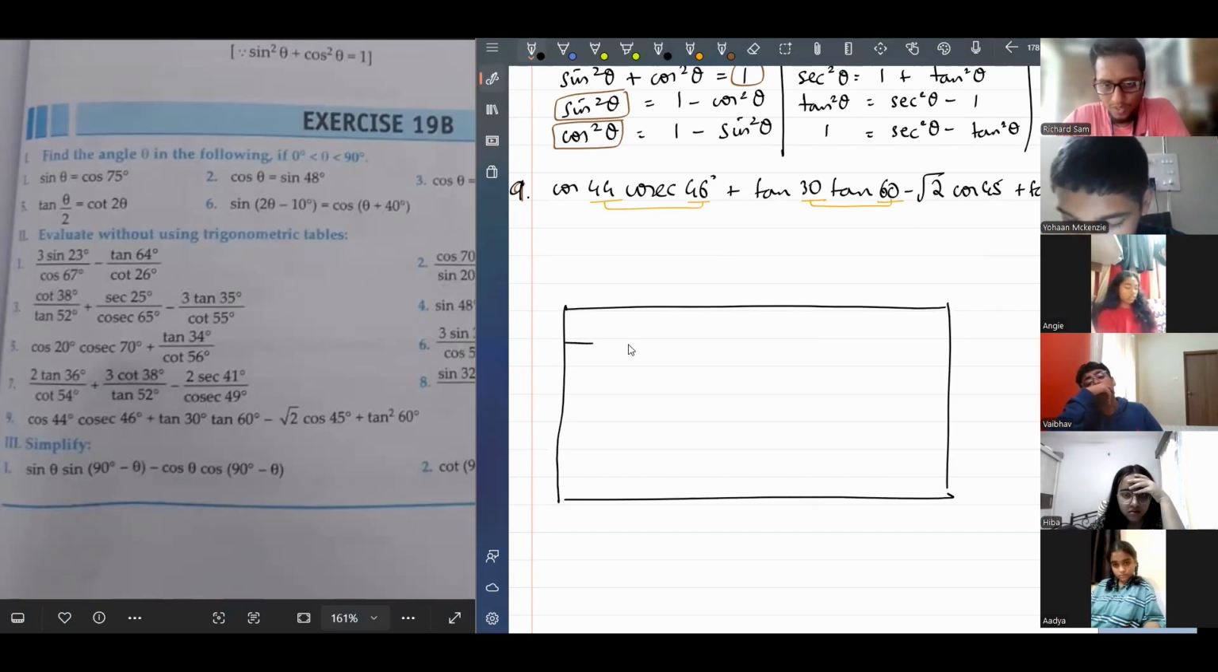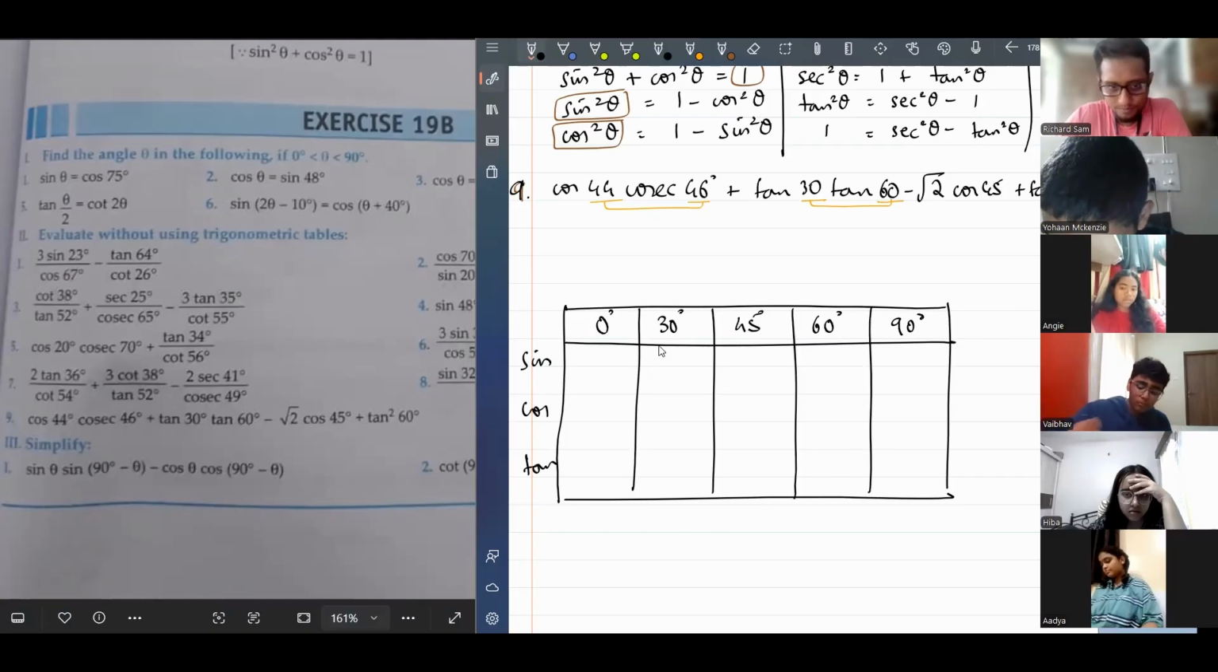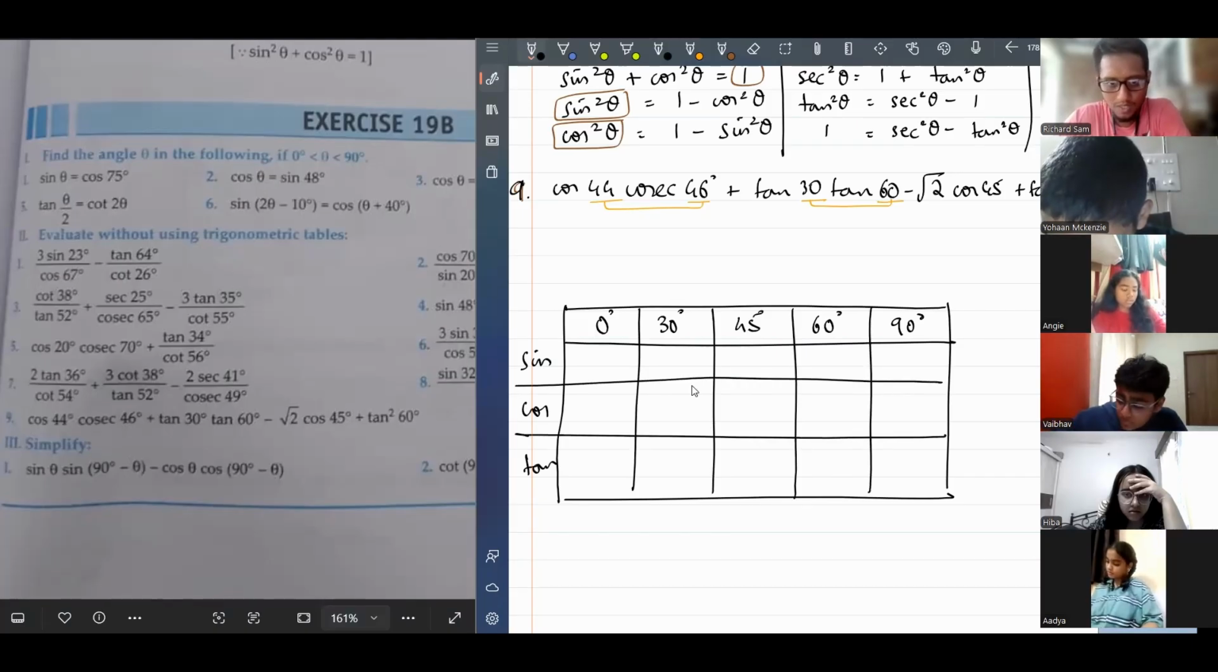Okay. So you have sine, cos, and tan, and you have certain angles like 0 degree, 30 degree, 45 degree, 60 degree, and 90 degree. You have to learn their values. So we're going to learn it now. As we are writing it, we're going to learn it.